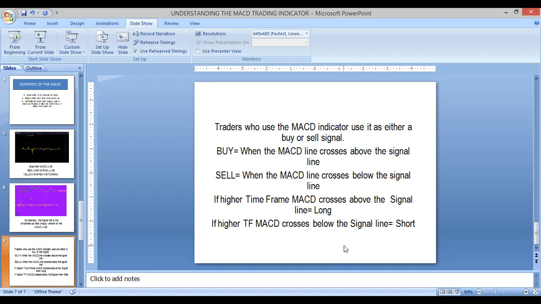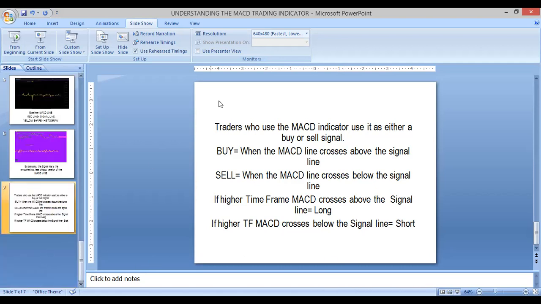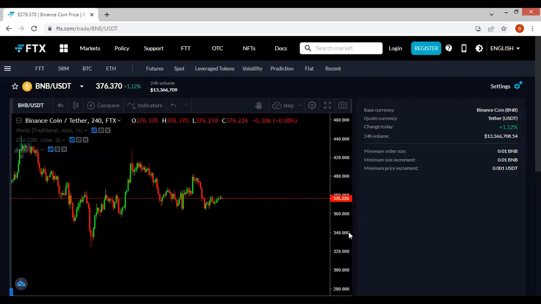Don't worry, when we get to the advanced form of this MACD, we will learn how you can combine the various time frames, okay, for you to make the best trading decision when it comes to MACD. All right, so let's go to the live class and understand how you can configure this MACD on your trading platform, right?